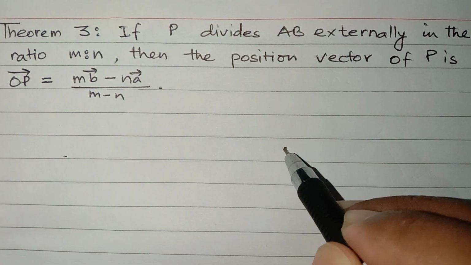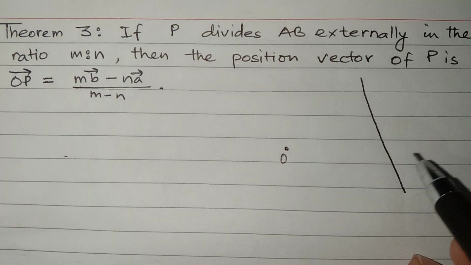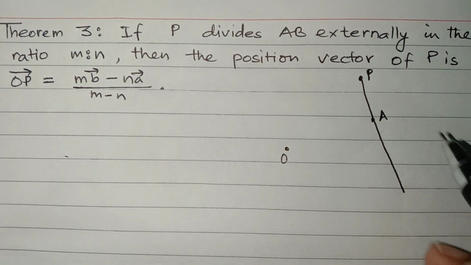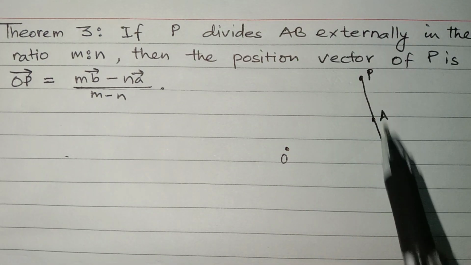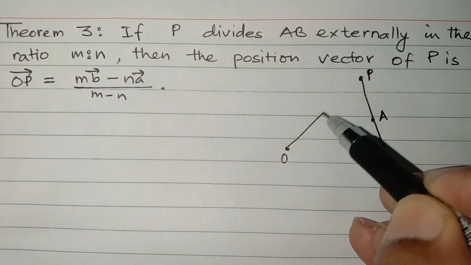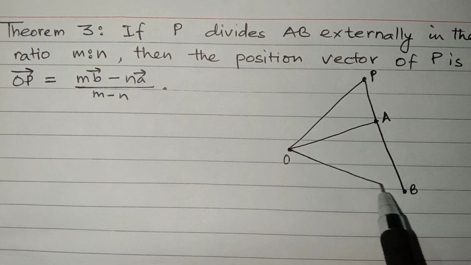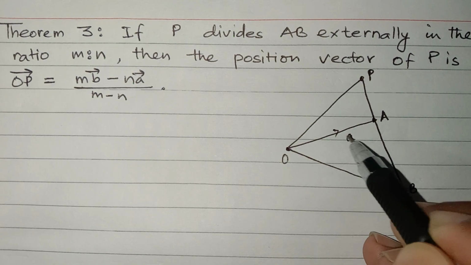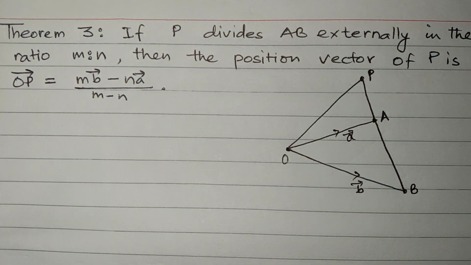Okay, so wait, let me take origin here, O, and let me take a line segment here. Okay, and this line segment is P. Here we have A and here we have B. Since P is the external of AB, that's why P is here. Wait, now let me join P with the origin, A with the origin, and B with the origin. Okay, so now let me name vector OA as small a vector and OB as small b vector.